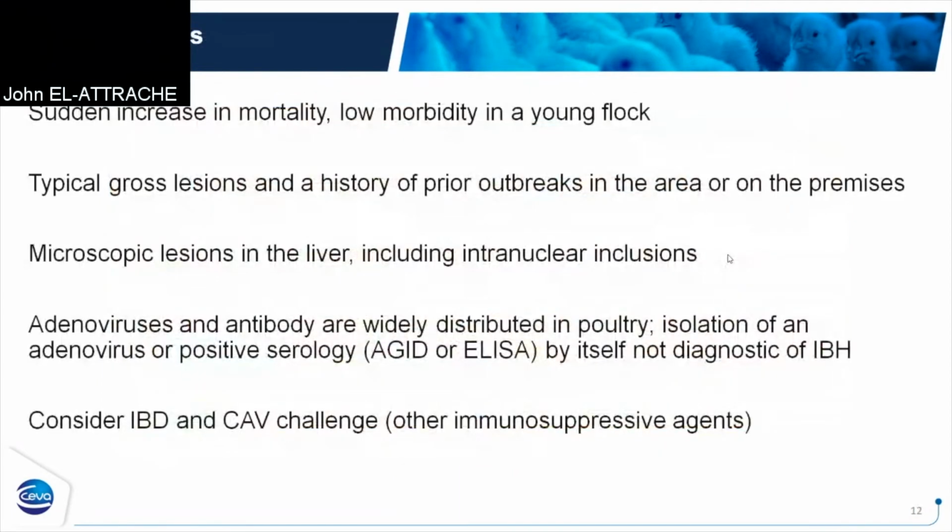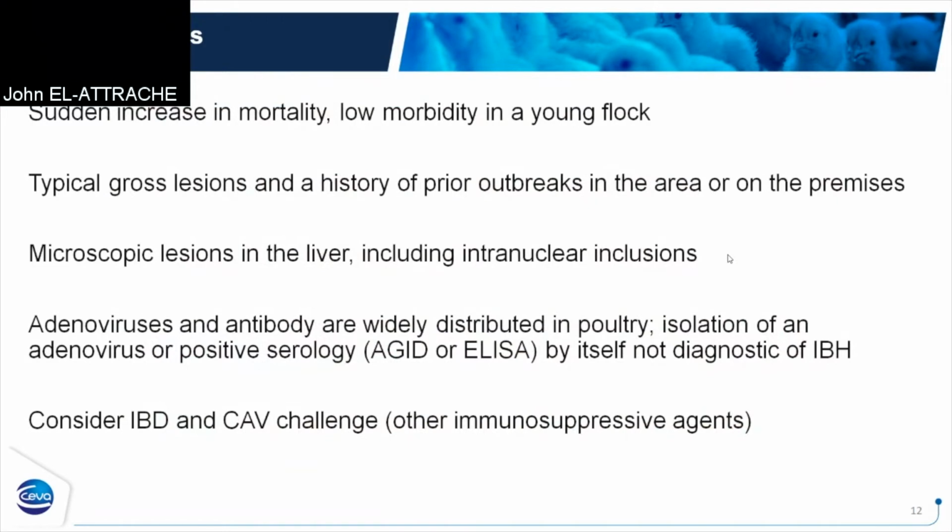As I mentioned, the field diagnosis: sudden increased mortality, gross lesions, and history of prior outbreaks in the area, something to bring into mind. If you're hearing about this happening around you, then the potential of fomite transmission is there. The microscopic lesions are the telltale sign of inclusion body hepatitis.